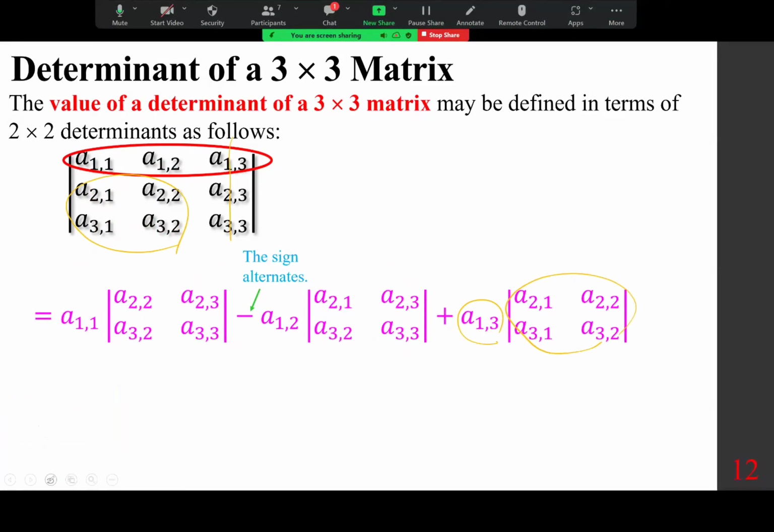What happens to the sign? The very first entry takes a positive sign, then they alternate. I'll discuss this further in a moment, but just remember that the very first one takes a positive sign and then alternate. Even if you go down and you want to expand it with respect to this column. If you want to start with this row and expand it, this one starts with the negative sign and then they alternate. Okay.